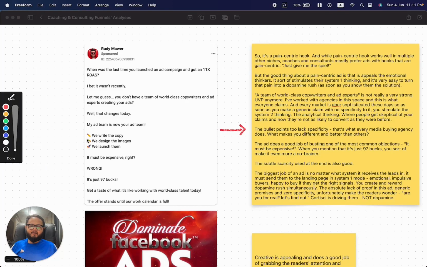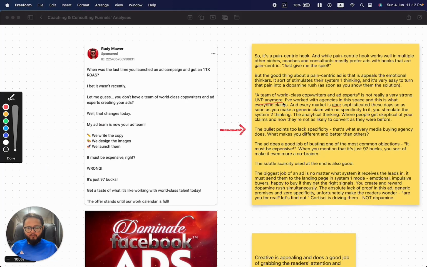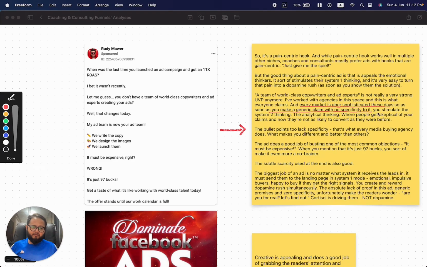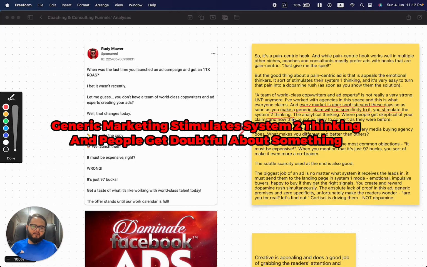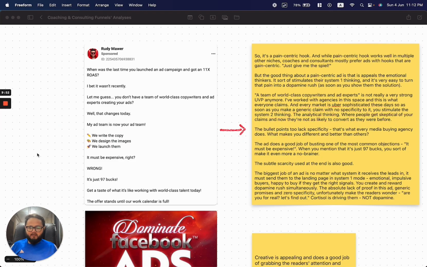I didn't expect something like this coming from a brand like Rudy Mawer. This is a very, very generic claim. Everyone has got copywriters, graphics guys, video editors, and media buyers. So what's so different about you? This UVP is not even a UVP anymore. And every market is uber sophisticated these days. As soon as you make a generic claim with no specificity to it, you stimulate system 2 thinking, the analytical thinking, where people get skeptical of your claims, and now they are not as likely to convert as they were before. So let me talk about that.